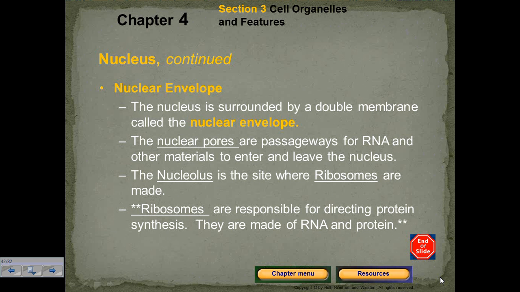Nucleus is surrounded by a double membrane. We've got that. The nuclear pores are passageways for RNA and other materials like ribosomes. And the nucleolus is going to make ribosomes. So you might have to write that in there. Do you have to, or is that in there? It's there. Okay.